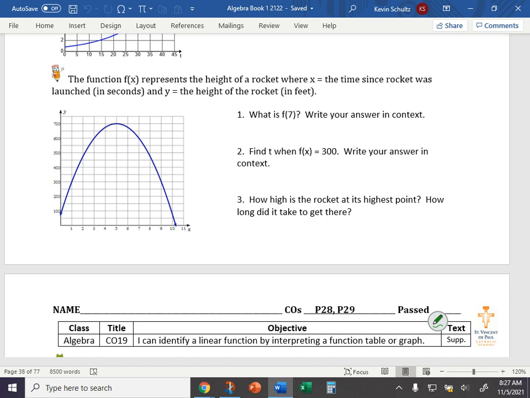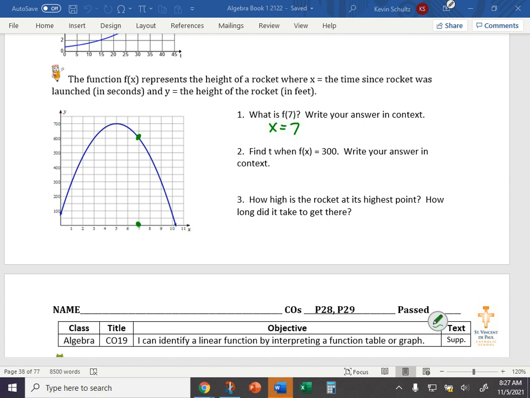Yes, you may. Okay. So it says, what is f of 7? Write your answer in context. Which variable is it giving us here? 7 is not a variable. Which variable is it giving us here? X. So it's saying when x is 7, right? What's the height of the rocket? 600 feet. Okay.